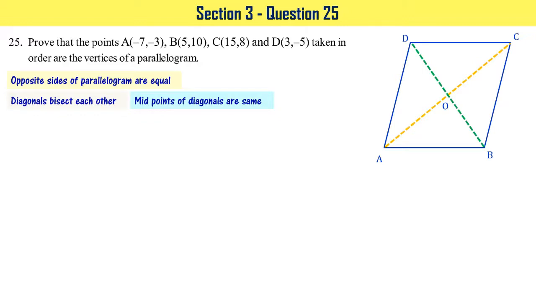Right? If we can prove that for the given geometry ABCD, opposite sides are equal and the midpoints of the diagonals are the same, then we can say that the given geometry is a parallelogram. Right? That is the whole idea. Why did we choose only these two properties?